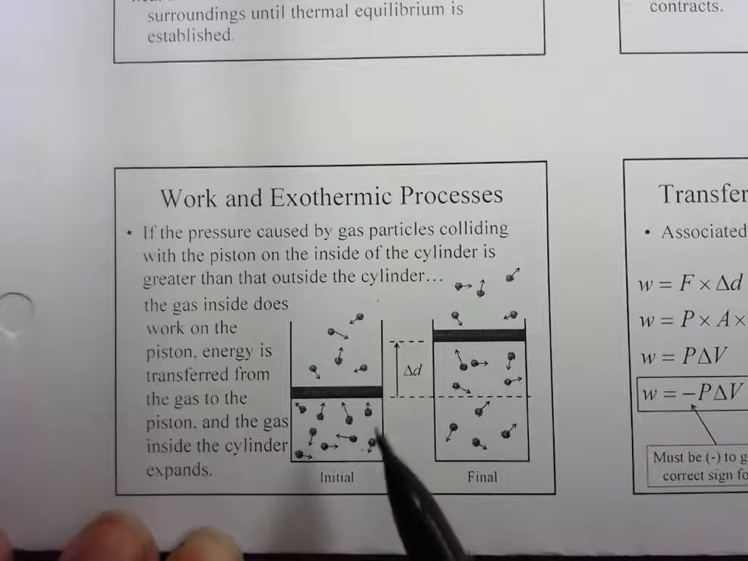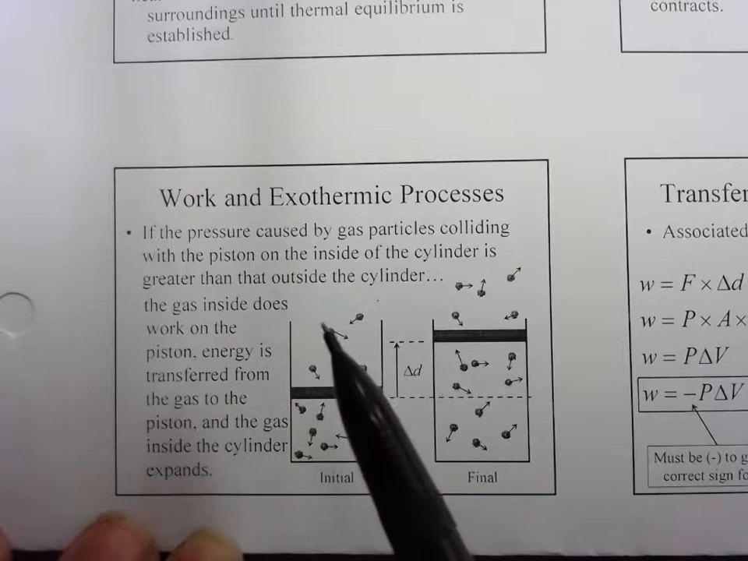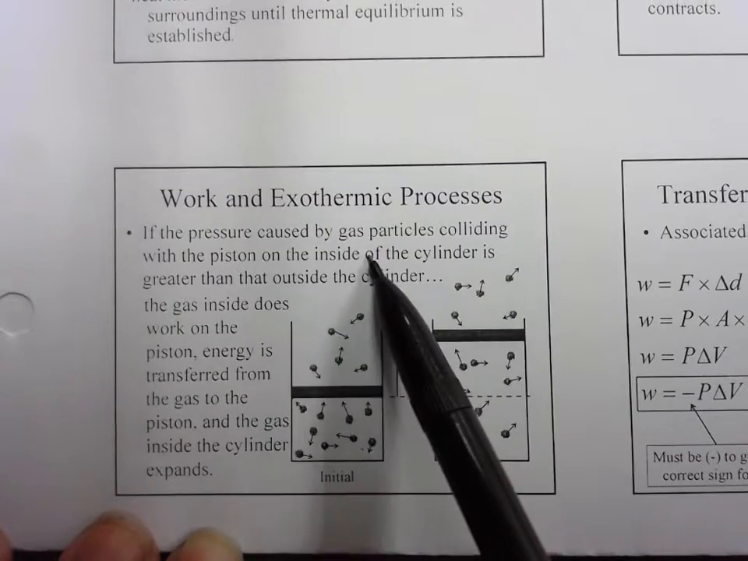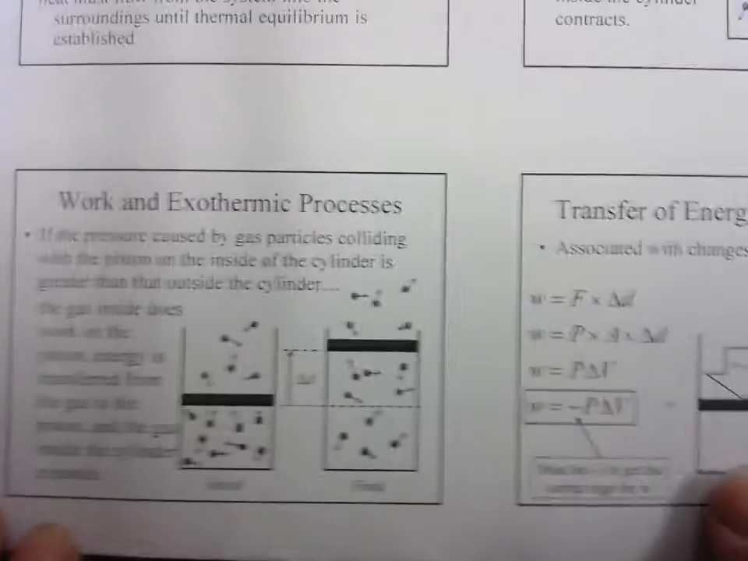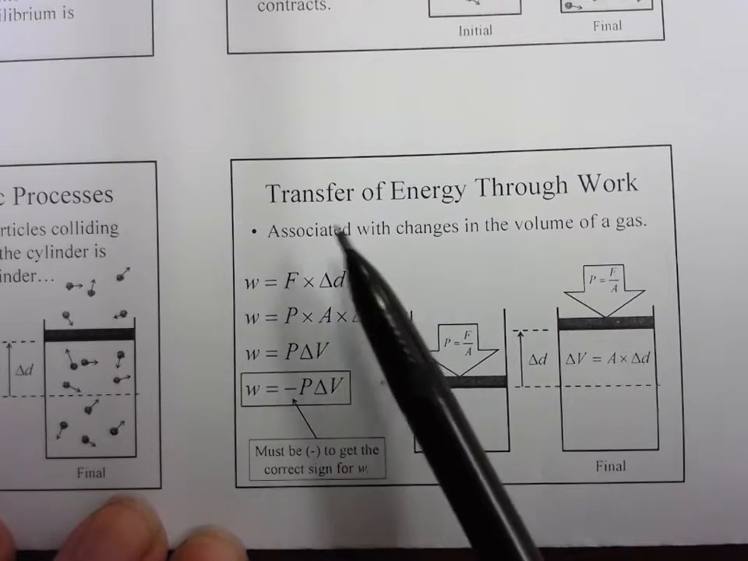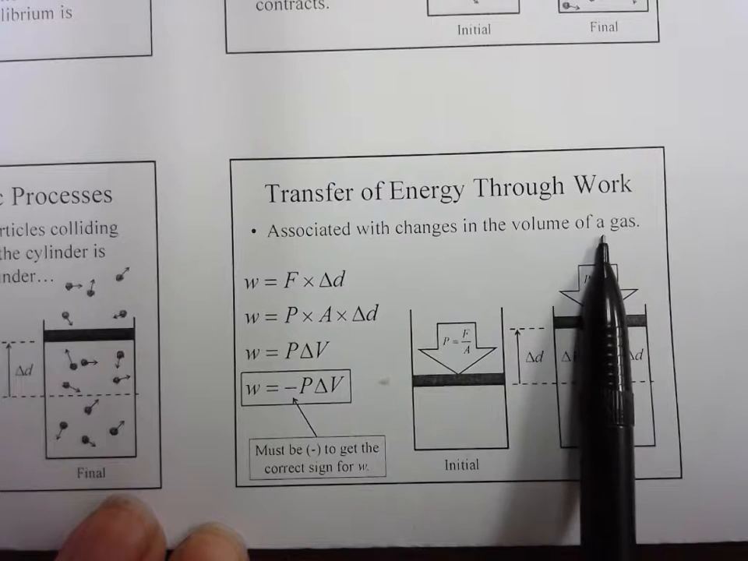Okay, so the gas inside the cylinder expands. The volume inside the cylinder increases. So that's your system doing work on your surroundings. Okay, if we look at that in terms of the math, transfer of energy through work is always associated with the change in the volume of a gas.